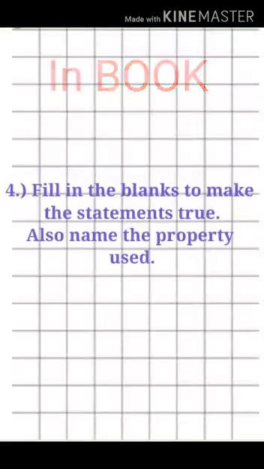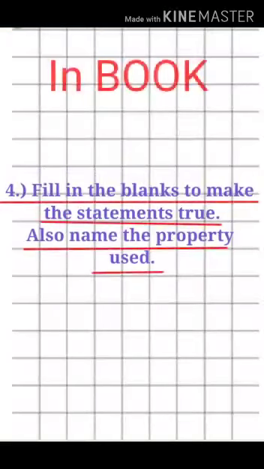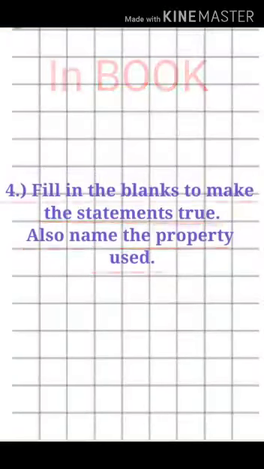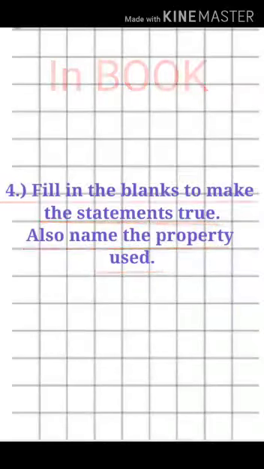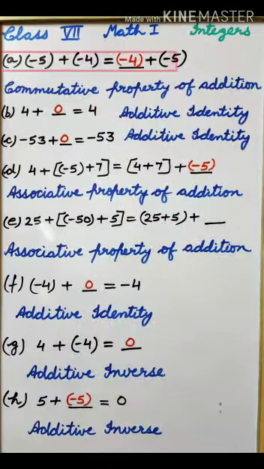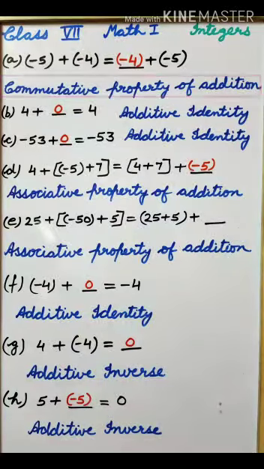Students, do question 4 in the book, in which it is given, fill in the blanks to make the statements true. Also name the property used. In this A part is minus 5 plus minus 4 is equal to dash plus minus 5. In the blank, minus 4 will come and the order is changed, so the property used will be commutative property of addition.